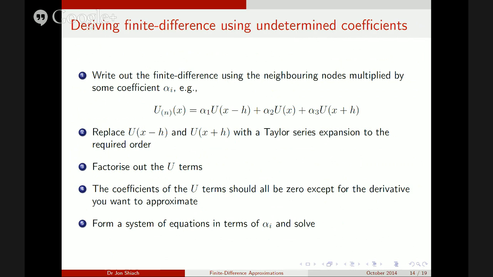So I've got some derivative here. Notice it's in terms of n. I haven't determined what order derivative I want. And I'm using a symmetric difference. So I've got 1 to the left, multiplied by alpha 1, the central one, multiplied by alpha 2, and the one to the right, multiplied by alpha 3. So alpha 1, alpha 2, alpha 3 are my coefficients. I want to be able to calculate the values of these coefficients.